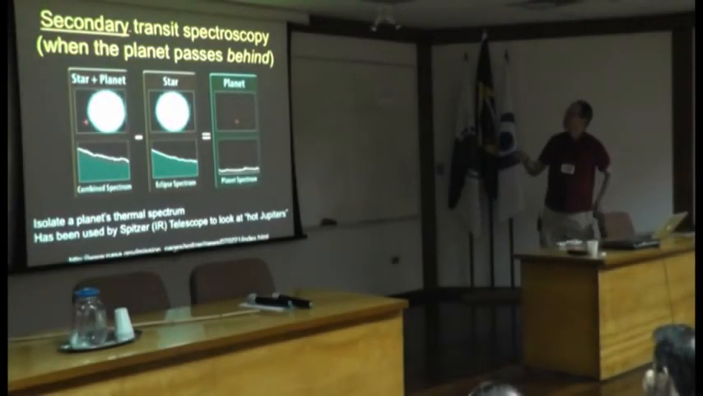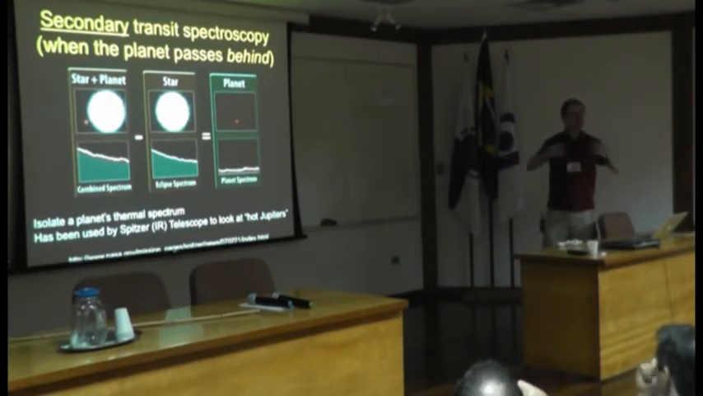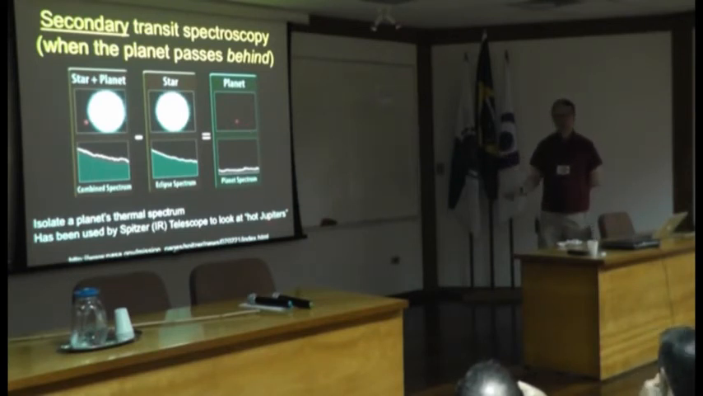Or you can do secondary transit spectroscopy when the planet goes behind. Here's the combined spectrum, here's the eclipse spectrum. This one minus this one equals this one. And this one is just the thermal emission spectrum, so the heat spectrum of the planet. And this has been used already by the Spitzer, which is an infrared telescope, to look at hot Jupiter spectra.